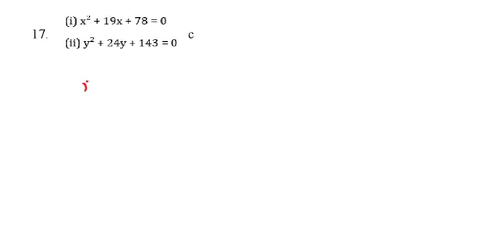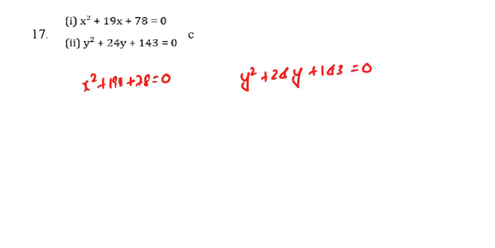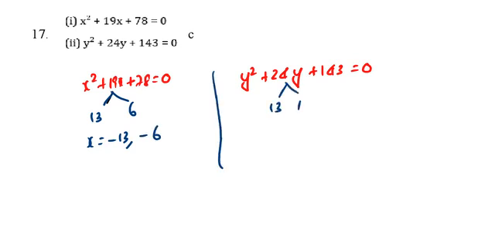x square plus 19x plus 78 is equal to 0. Y square plus 24y plus 143 is equal to 0. Now see this one. 19x, the factors, what we can take. The product should be 78, the sum should be 19. You can take 13 and 6. Then our answer is minus 13, minus 6. Now come to here. This one we can take 13 and 11. Now we are going to get minus 13, minus 11.